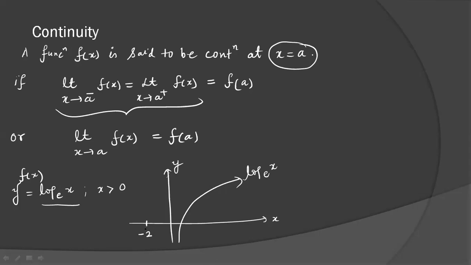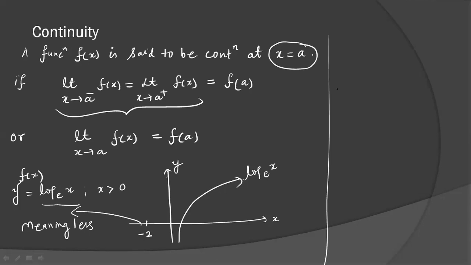Immediate means very near to that point, in a very small distance. It means we cannot check the continuity of f(x) at x equal to minus 2 because we don't know the value of f(x) in the neighborhood of minus 2. So continuity at minus 2 is meaningless here.